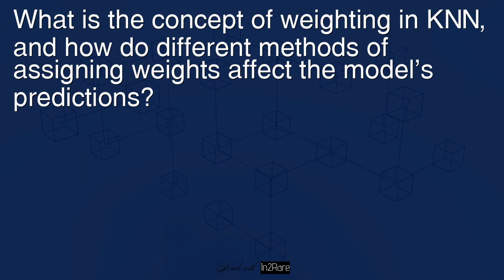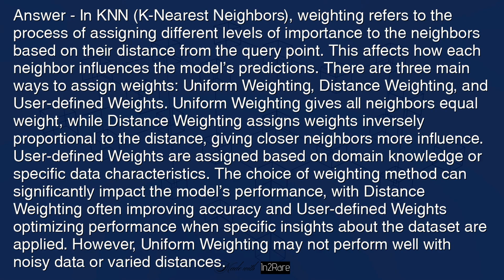What is the concept of weighting in KNN, and how do different methods of assigning weights affect the model's predictions? Answer: in KNN, k-nearest neighbors, weighting refers to the process of assigning different levels of importance to the neighbors based on their distance from the query point. This affects how each neighbor influences the model's predictions.